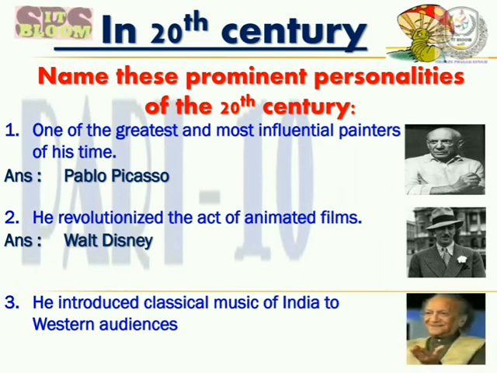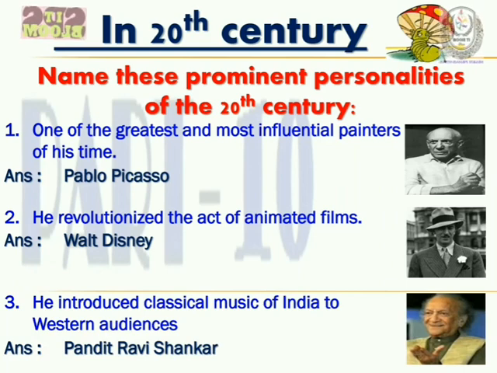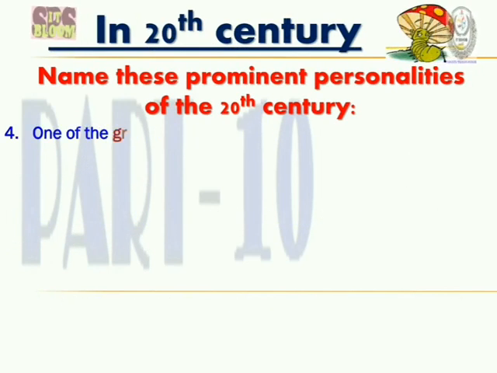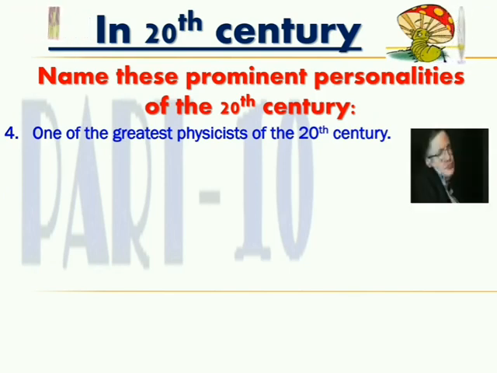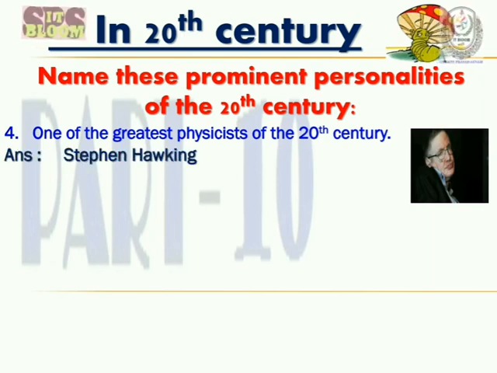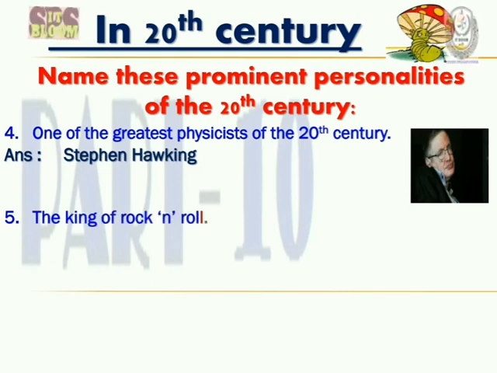Third number, he introduced classical music of India to Western audiences. Here is the picture. The answer is Pandit Ravi Shankar, and recently he died. Fourth number, prominent personality, one of the greatest physicists of the 20th century. See the picture. The name of this scientist, physicist, is Stephen Hawking.